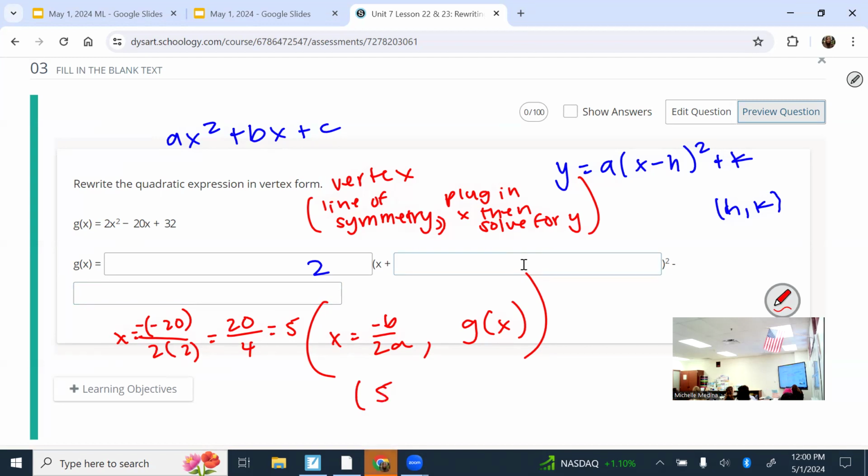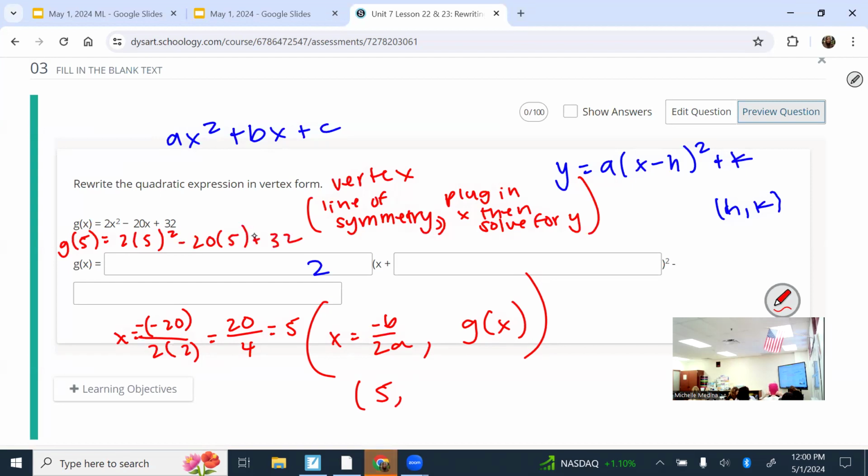That doesn't mean this will be a 5 though. So let's just wait to plug it into vertex form. But the x of my vertex is 5. The y of my vertex I get from plugging in my x into the given equation. So I'm going to plug it in. Anywhere that I see an x, it's going to now be a 5.